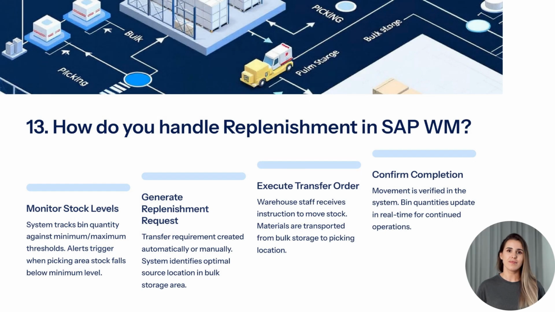13. How do you handle replenishment in SAP WM? From my experience, the key point here is replenishment is used to refill picking areas from bulk storage. It can be manual or automatic based on min-max quantities. I've implemented automatic replenishment in a high-volume warehouse to reduce stockouts and increase picking efficiency.